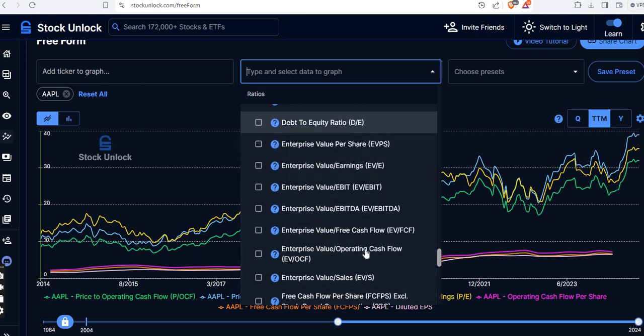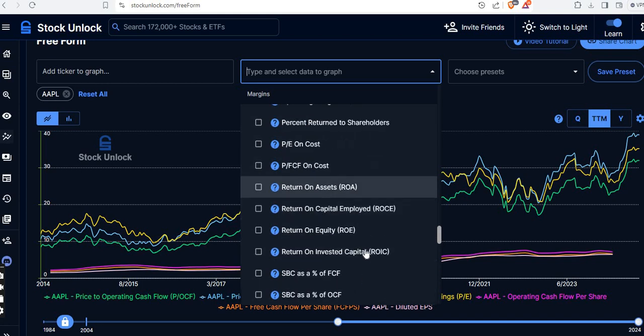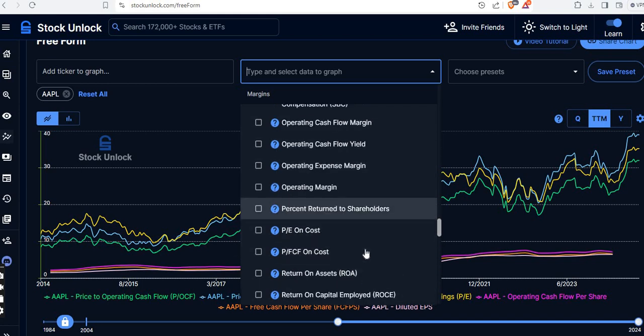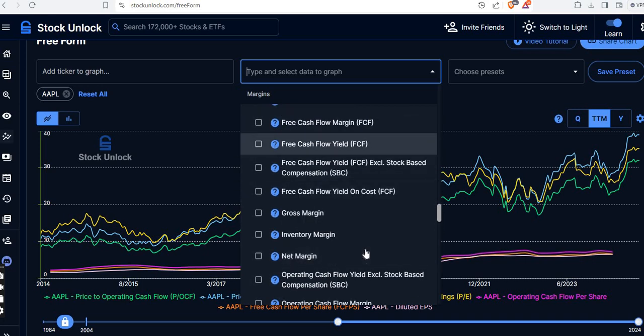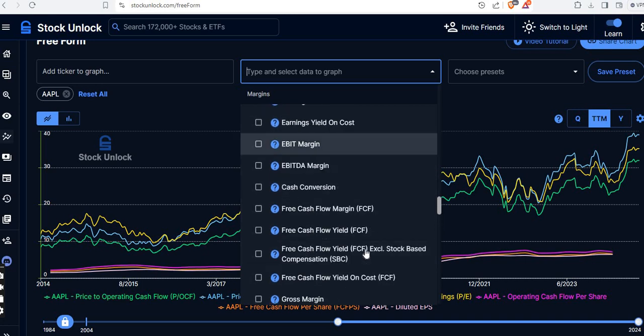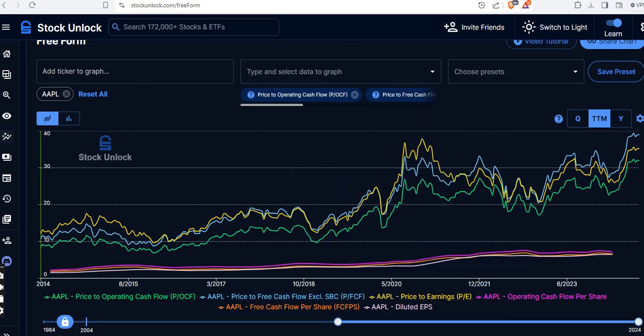There's, again, a million different things: price to, stock-based compensation, return on equity, return on invested capital, operating margin, your margins, all those kind of things, free cash flow, you name it. There's more things than I could go over. It would be an entire video just going over those things.